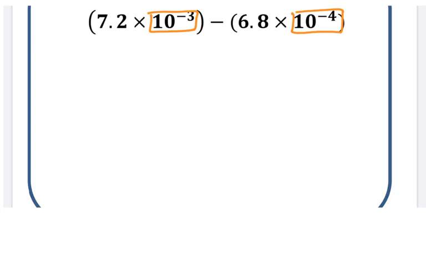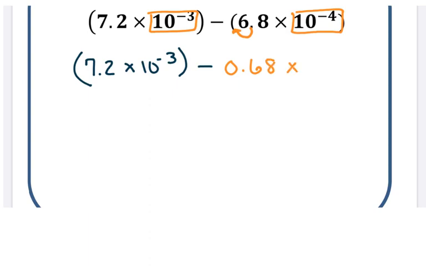So that means I'm going to move this decimal place to the left. So anytime we're increasing our exponent, I want to move it to the left. So I'm not doing anything with the first one here. So 7 2/10 times 10 to the -3 minus, and over here I'm now going to have 0 68 hundredths times 10 to the -3, because we add 1.